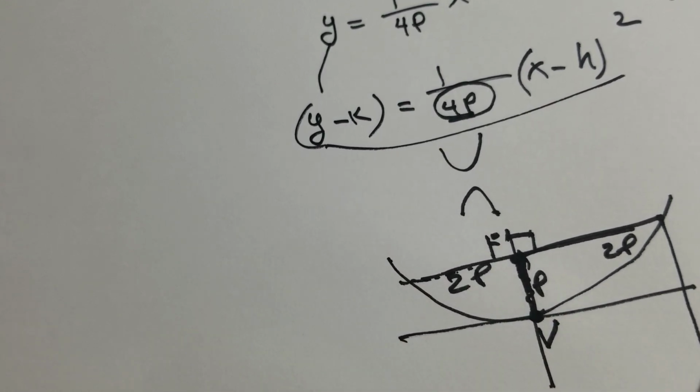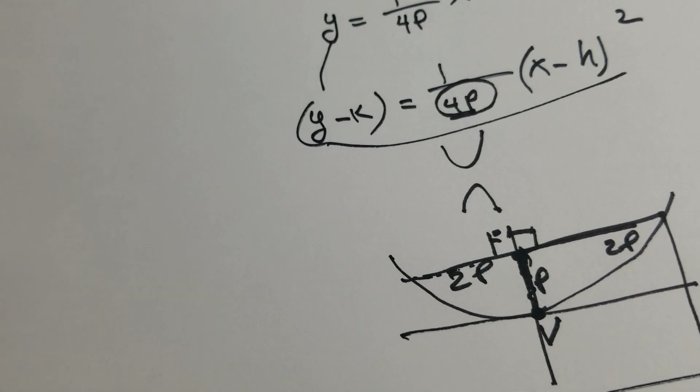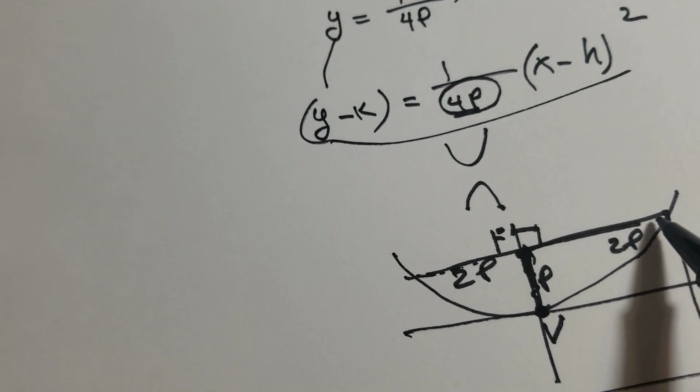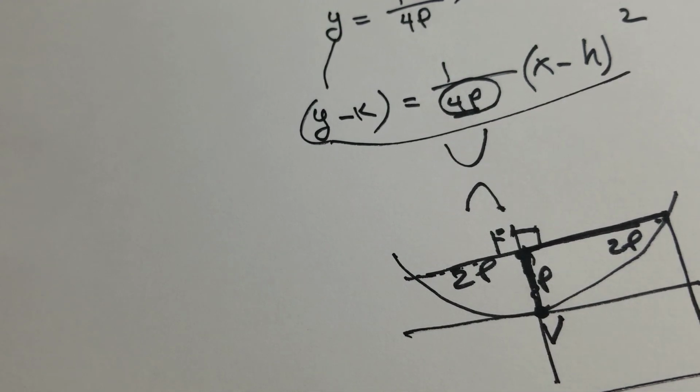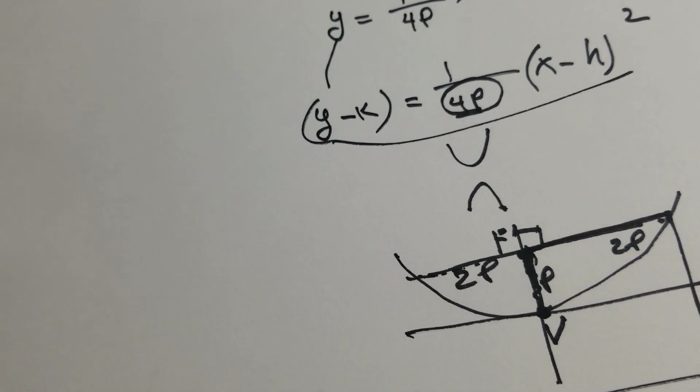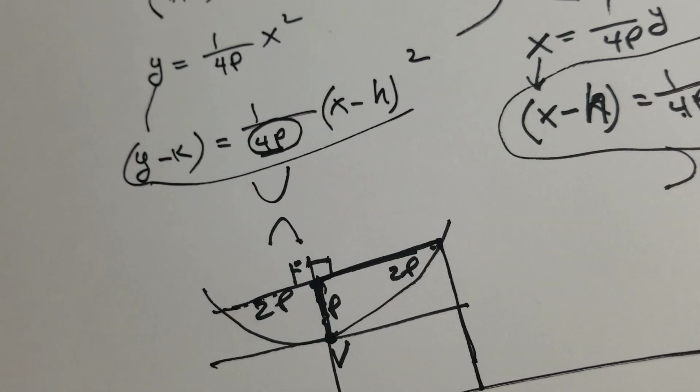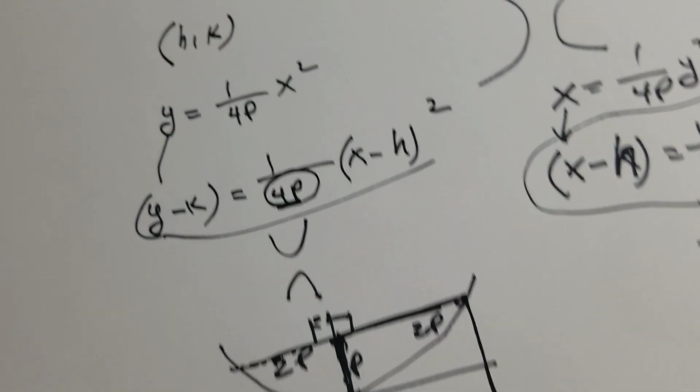Then you can see your directrix has to be right here. Therefore, the distance, if you know that one, pretty much you know that one. And that's the graph of how you write the equation of the parabola.